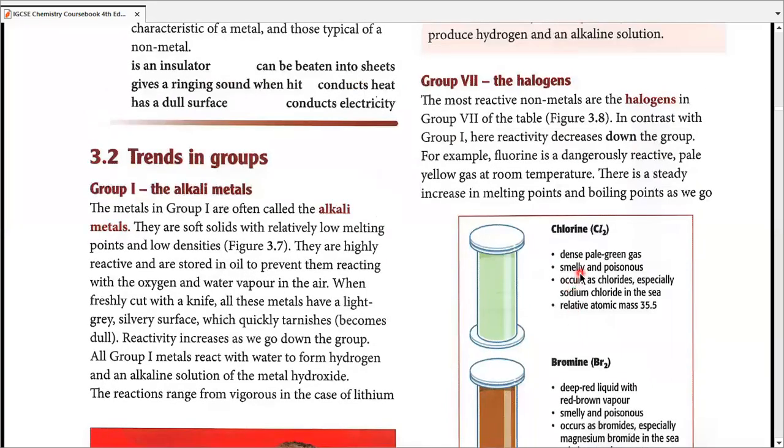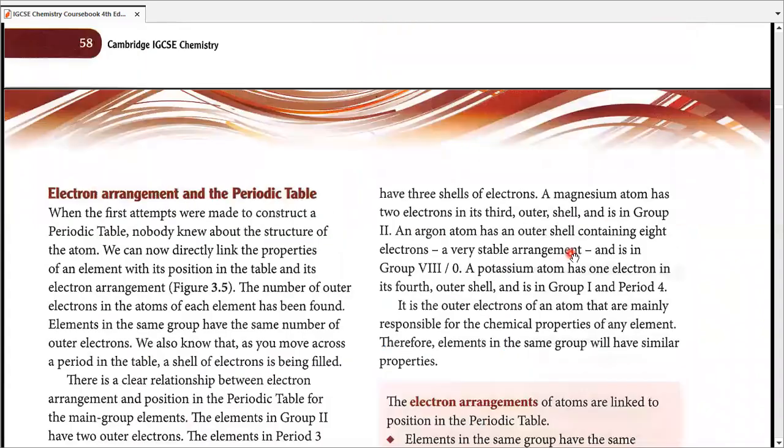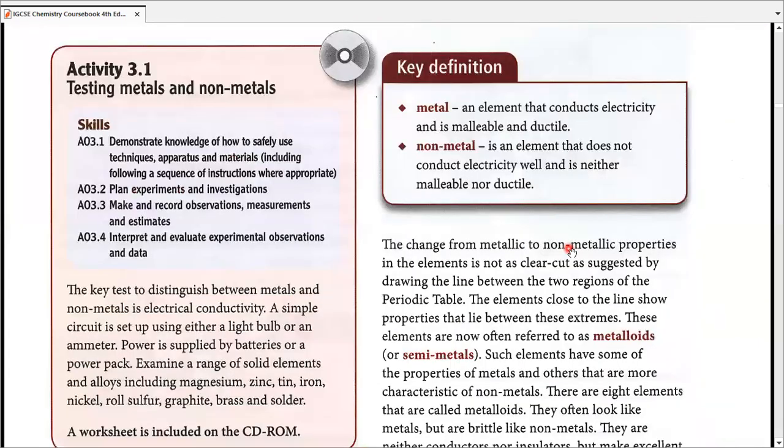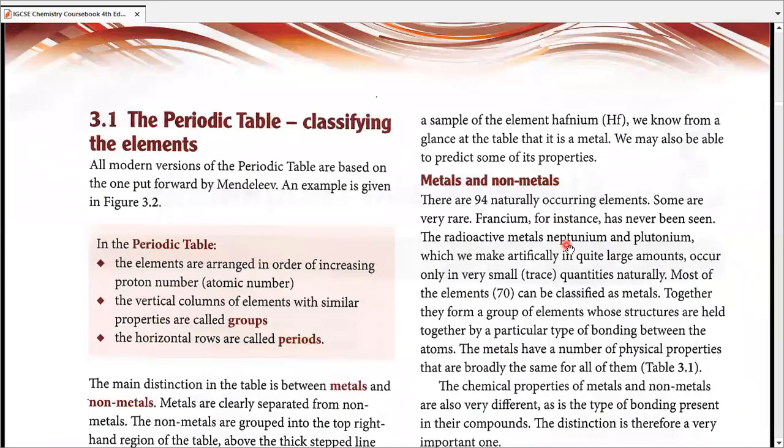All right, 3.2 trends in groups. But before we get started, let's take a quick recap. Now, 3.1 was all about classifying the elements of the periodic table. So we had multiple methods. Actually, we took care of three methods in this portion.